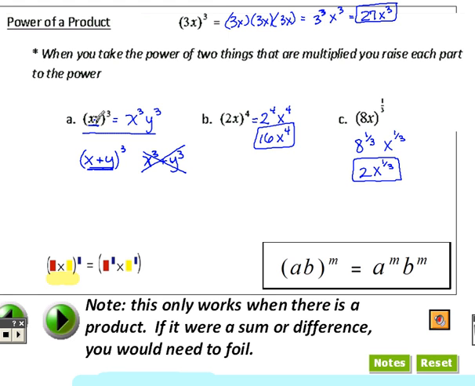It's a product. In this case, you would have to multiply out x plus y times x plus y times x plus y. And you would do your distributive property, or FOIL or box method, whichever way, and then multiply those all together. Okay, so I just want to make clear that this property of a power distributing only works when you have a product, not when you have a sum or a difference. Okay? All right.